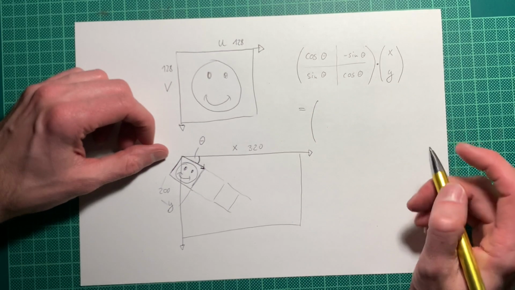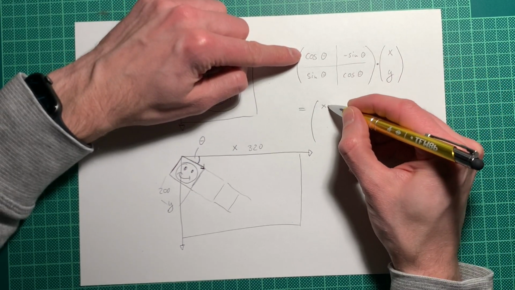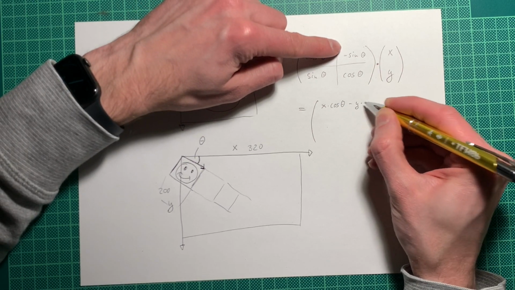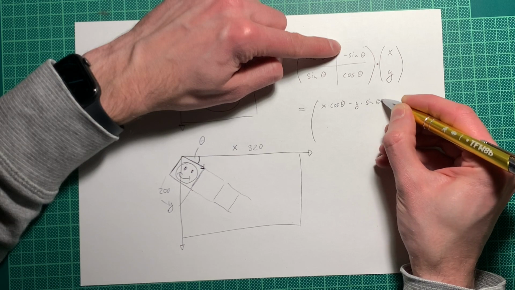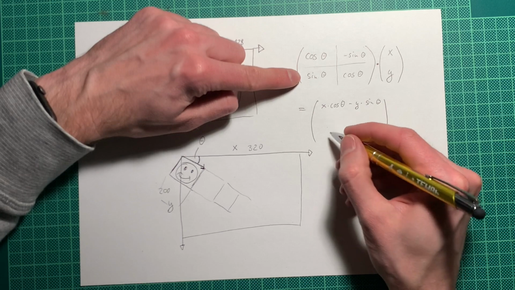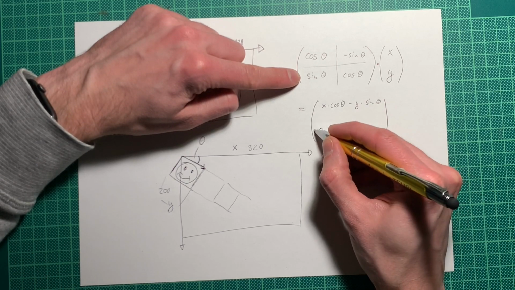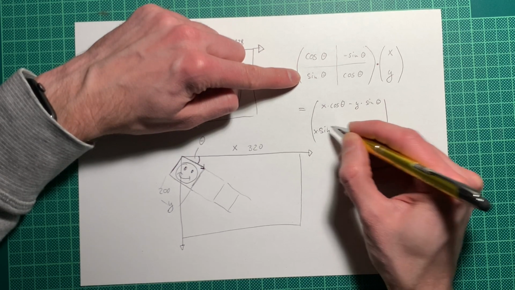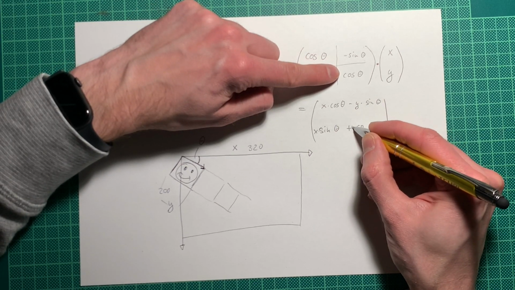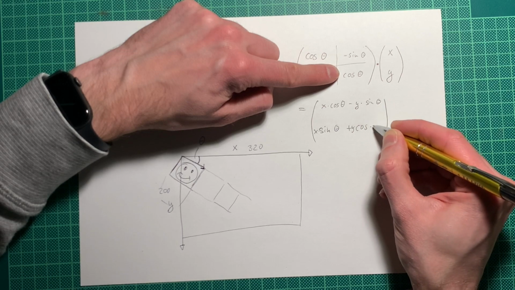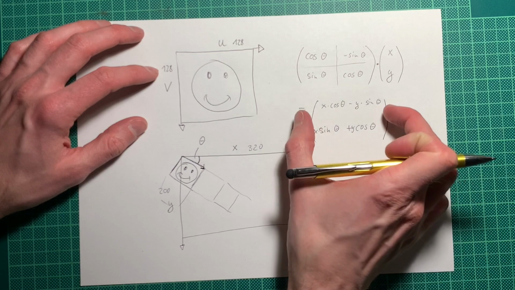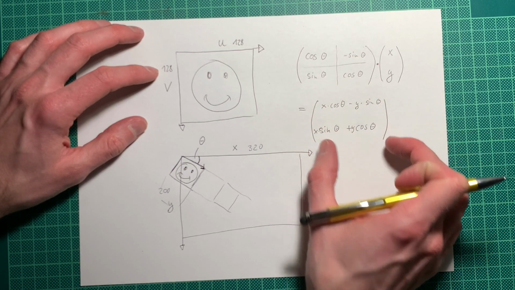And when we multiply this, we get x times cosine of theta minus y times sine of theta in the x component. And the second component of this vector is x times sine of theta plus y times cosine of theta. So this is no longer a matrix, but a vector with this stuff in here.